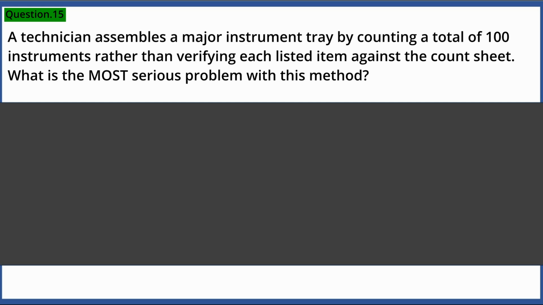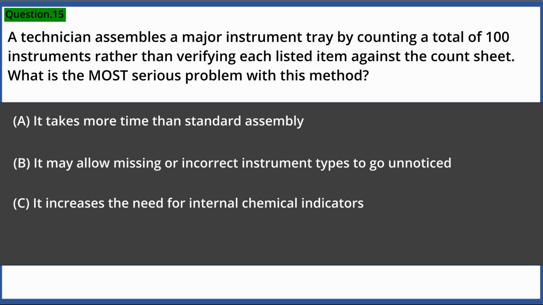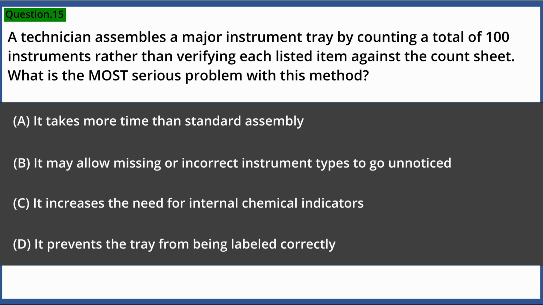A technician assembles a major instrument tray by counting a total of 100 instruments rather than verifying each listed item against the count sheet. What is the most serious problem with this method? A. It takes more time than standard assembly. B. It may allow missing or incorrect instrument types to go unnoticed. C. It increases the need for internal chemical indicators. D. It prevents the tray from being labeled correctly. Answer: B. It may allow missing or incorrect instrument types to go unnoticed.